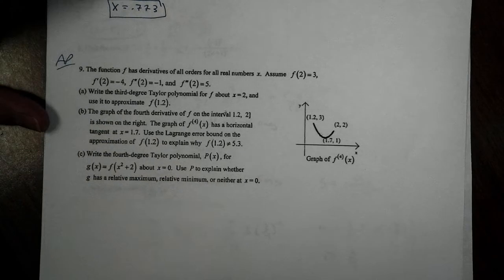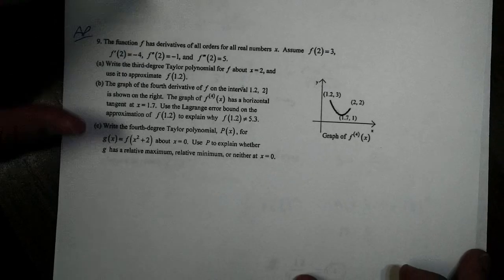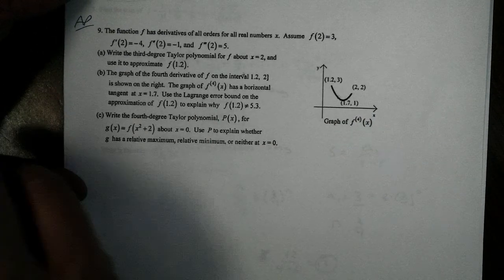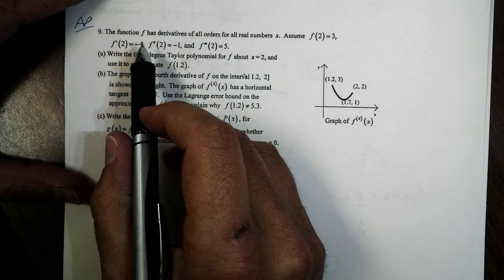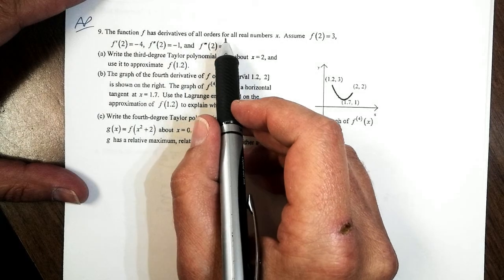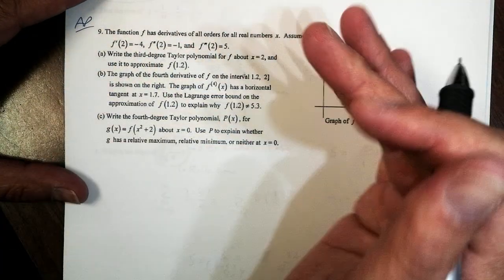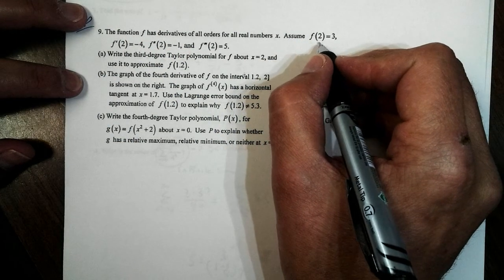Hey, welcome back. So we're going to continue our review of series day 1, and we're going to do question number 9 for us. This is a question directly from the AP exam, so let's go ahead and get started on it. So the function f has derivatives of all orders for the real numbers x. So they're telling us that it has derivatives. Assume that the value at 2 is equal to 3.